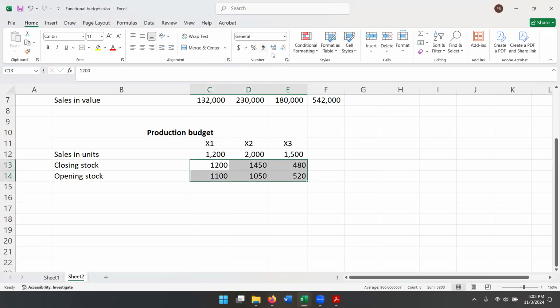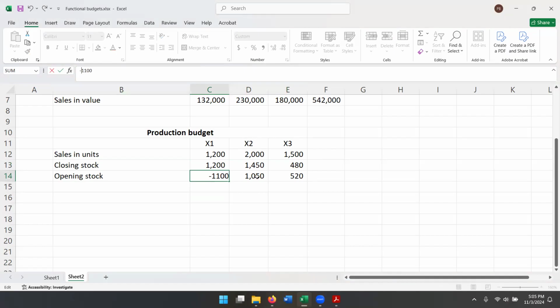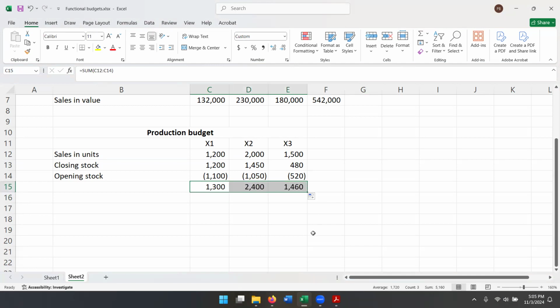Then the opening stock will be in brackets. So let's net them. And we are there. Voila, as simple as that.